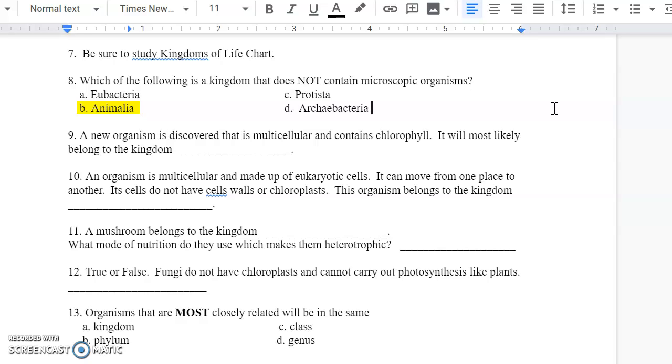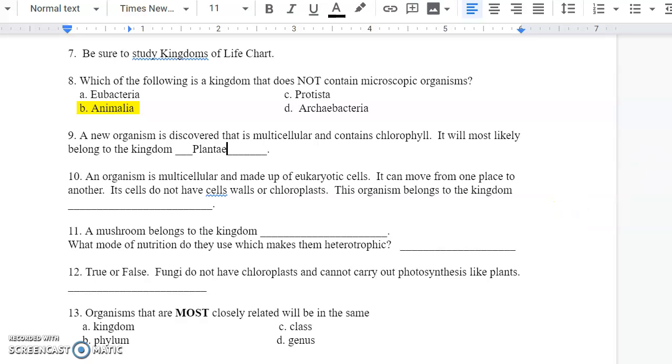Number 9, a new organism is discovered. It is multicellular. It contains chlorophyll, which is the green pigment that captures energy from the sun, allowing plants and some other organisms to do photosynthesis. So if it is multicellular and contains chlorophyll, it is most likely going to be in Kingdom Plantae. It's most likely going to be a plant. There are a few other organisms that do photosynthesis, but they are generally not multicellular. So if it's multicellular and contains chlorophyll, it is going to belong in Kingdom Plantae. That's our plants.